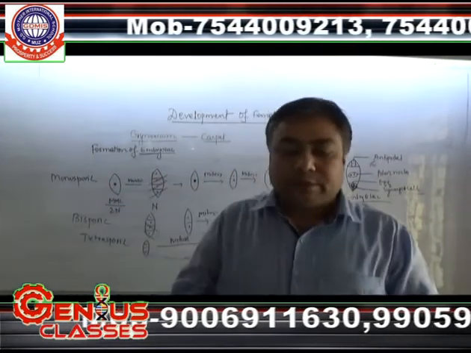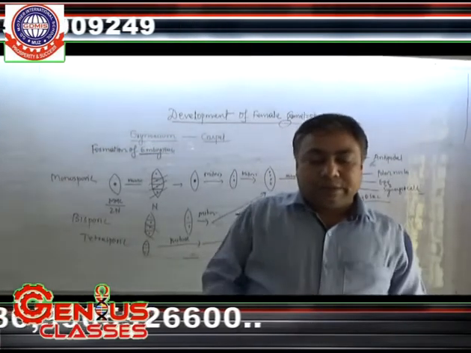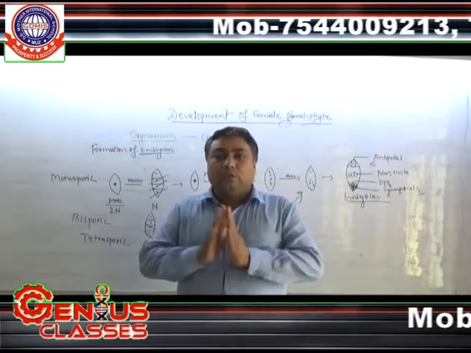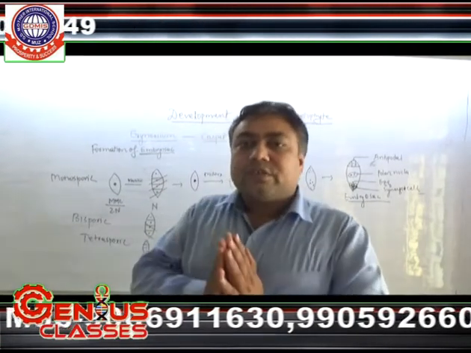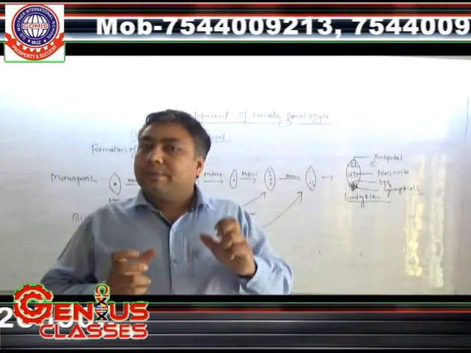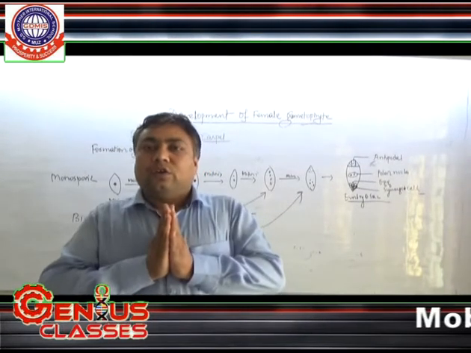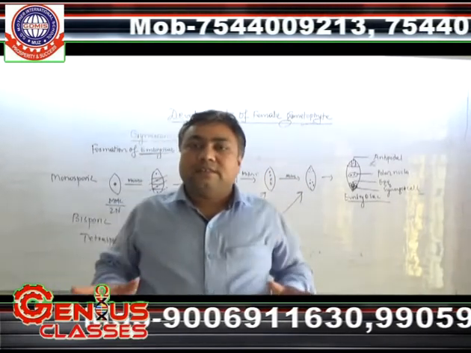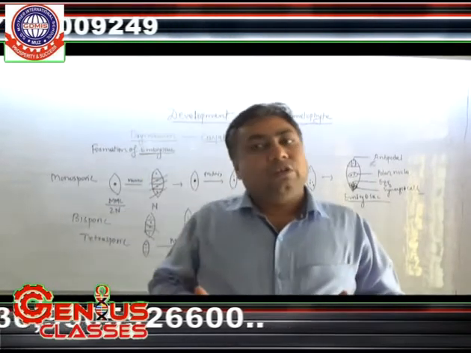So this is the development mechanism of the gametophyte, how the female gametophyte develops in a plant. I will conclude the entire session once again. The female reproductive structure is known as the gynoecium. Gynoecium is made up of carpels. Carpel is divided into 3 parts. The ovary contains ovules. The ovule is made up of 2 layers of integument, and the tissue inside the integument is called nucellus.